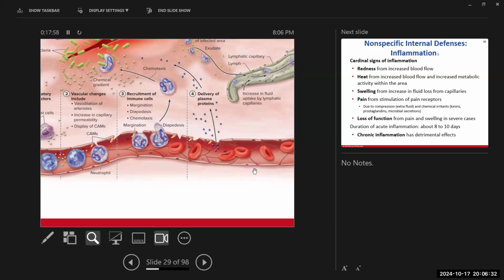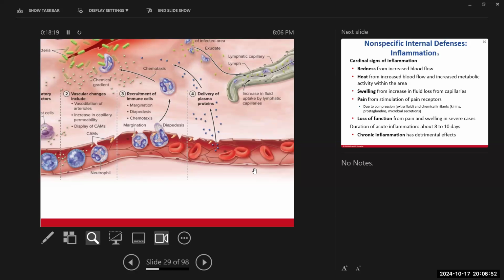And then finally, the injured site here is giving off all of those chemotactic chemicals. So then the white blood cell, this neutrophil here, will start to migrate through the tissue and get over to where the pathogens are. And so it'll start to gobble things up.